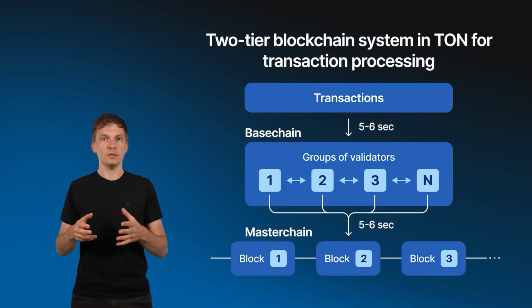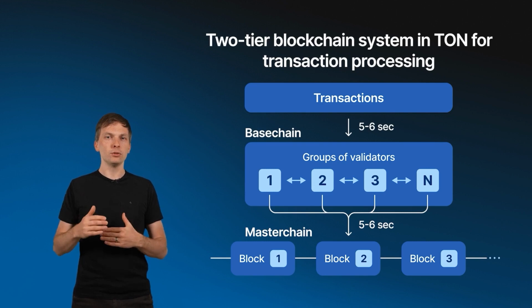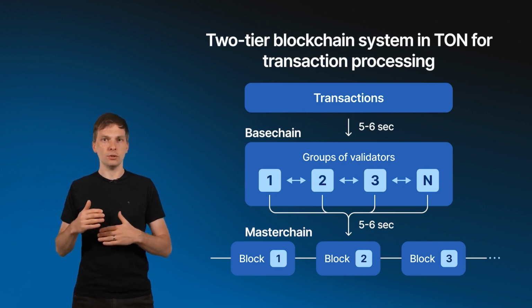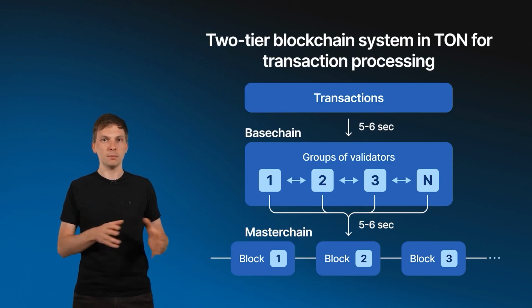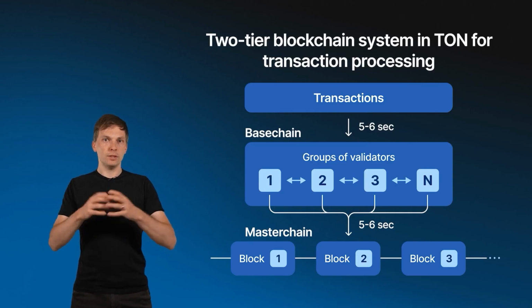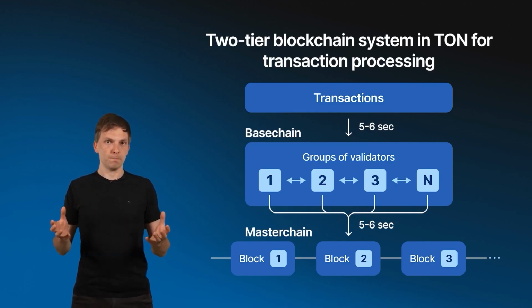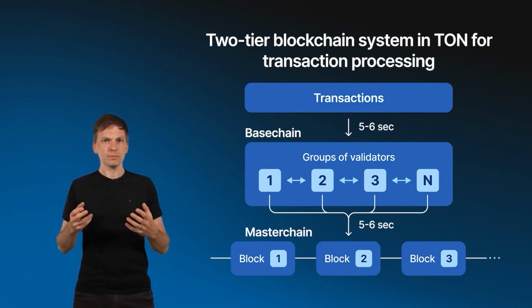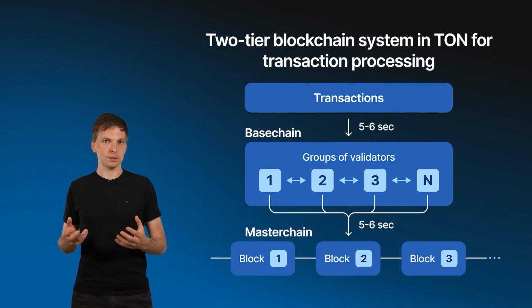And the master chain is not shardable, and it is expensive in terms of fees, and it doesn't scale. But it is a root chain that contains only the configuration of the network and snapshots of all these subchains from various validator groups. So this is the picture of the blockchain. And this explains the latency in transaction processing.